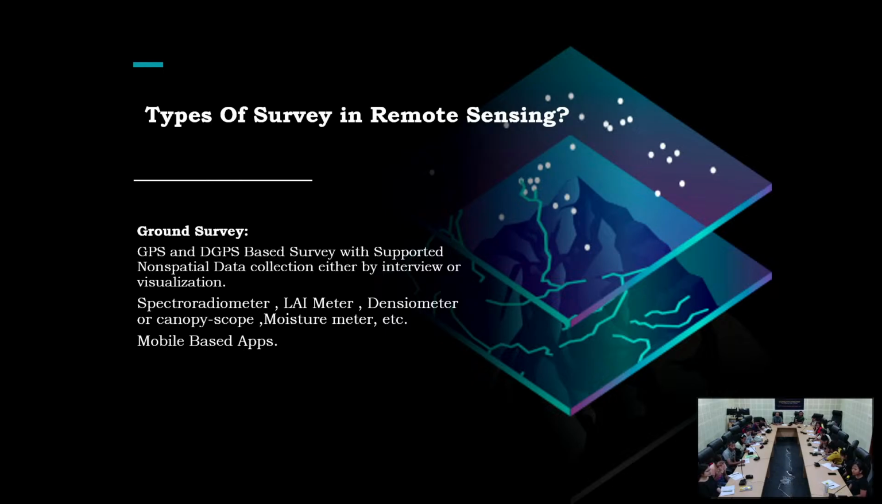Then these are few instruments which we are using in ground based survey. Name a few. We are using GPS, DGPS, spectroradiometer, LAI meter. What is LAI meter? It is leaf area index. Then densiometer or canopy scope for visualizing or measuring the canopy of forest. Then moisture meter for collecting moisture from soil, etc. And some mobile based app.